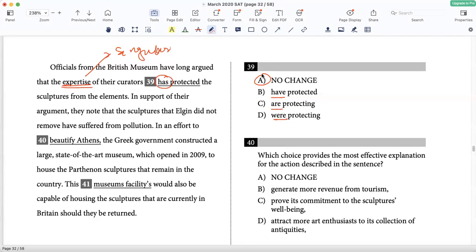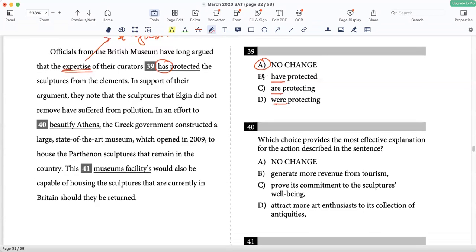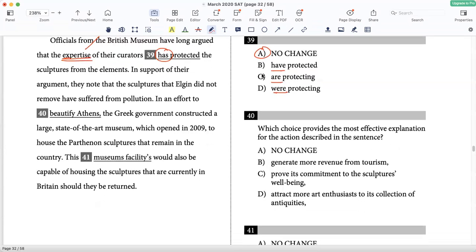In support of their argument, they note that the sculptures that Elgin did not remove have suffered from pollution. In an effort to beautify Athens, the Greek government constructed a large state-of-the-art museum which opened in 2009 to house the Parthenon sculptures that remain in the country. So which choice provides the most effective explanation for the action described in the sentence?